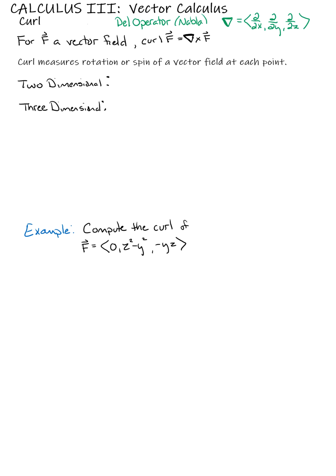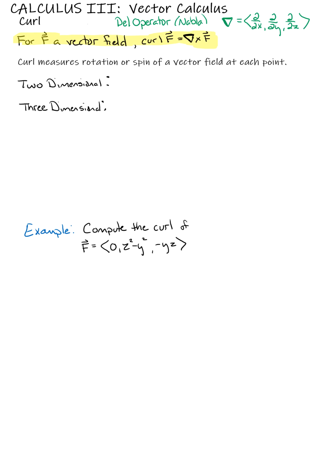Again, I want to remind you of the del operator. That is the partial derivative of the first component with respect to x, the partial derivative of the second component with respect to y, and the partial derivative of the third component with respect to z, and that is written as a vector. All right, so what is curl? Well, for f being a vector field, the curl of f is the cross product of the del operator with our vector field f.